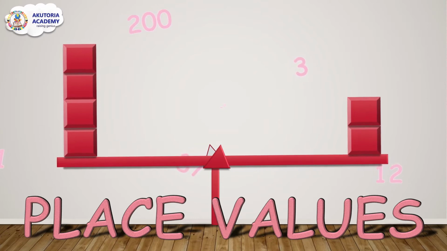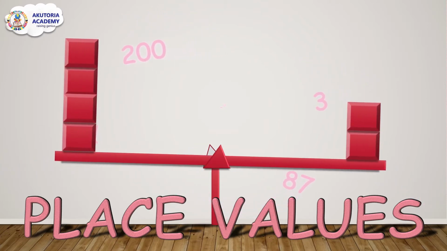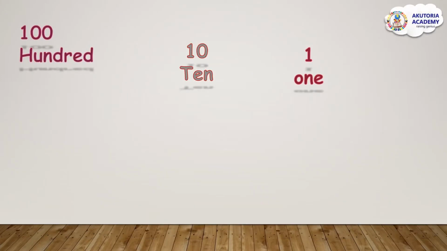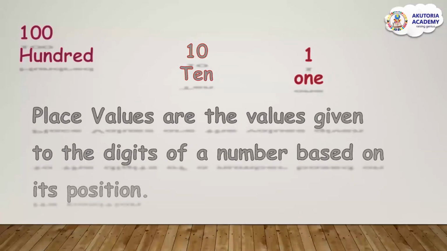Today we'll be learning about place values. How can we give numbers values based on the positions of their digits? Now, why do we say 100 is greater than 10? And why do we say 10 is greater than 1? What are the different factors that affect their value? Place values are the values given to the digits of a number based on its position.